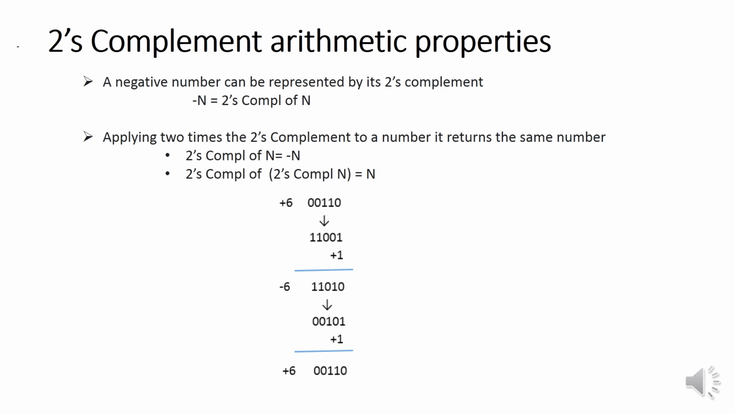Example, the number plus 6 in binary is 0, 0, 1, 1, 0. If we make the conversion, first we invert the number, and then we add 1, and we get the number minus 6. And now, if we make the conversion again, you can see that we come back to the same number. So, applying 2 times the 2's complement to a number, it returns to the same number.